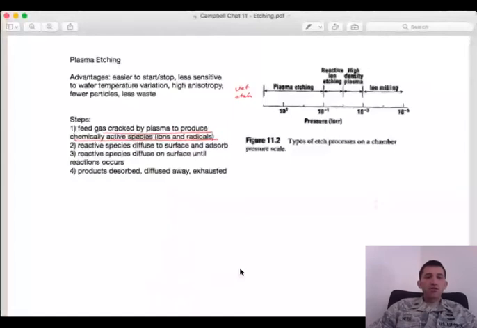So your reactive species are created by the plasma. So you have a plasma, you're creating reactive species. There's still an element of chemistry because those species need to diffuse to the surface, then react, and then be desorbed and diffused away. So you still have that chemistry going on.